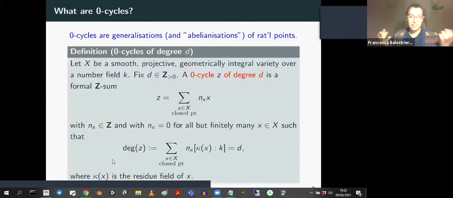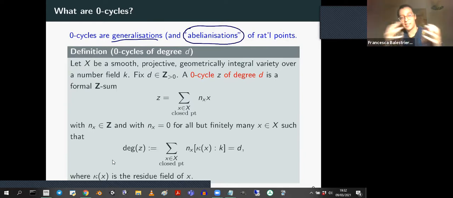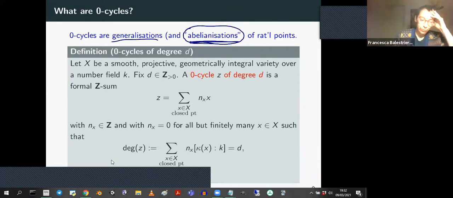But anyway, let's start with the natural question. What are zero cycles? What is a zero cycle? As I said, zero cycles are generalizations of rational points. And here I'm using the word abelianization, linearization of rational points. The choice of this word will be clear at the very end when I talk a bit about the Chow group. But morally, this is also true for the set of zero cycles. So what is a zero cycle of degree d? We need to fix some degree. Again, X will be a nice enough variety over a number field K. We fix a degree d.